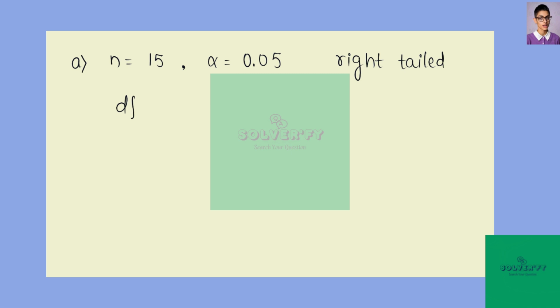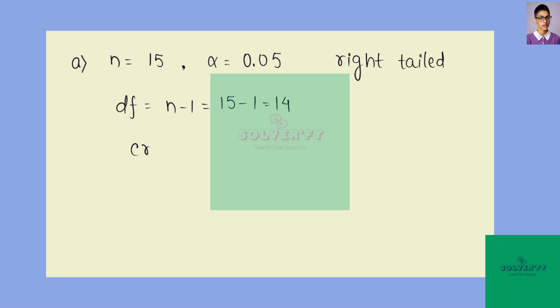In this question, we have been given to calculate the critical value based on the given information. So in the first part, we have the value of n as 15. The value of alpha here equals 0.05, and we are discussing a right tail test. So it will be right tailed, and then the degrees of freedom can be calculated as n minus 1, and that will be 15 minus 1 equals to 40.